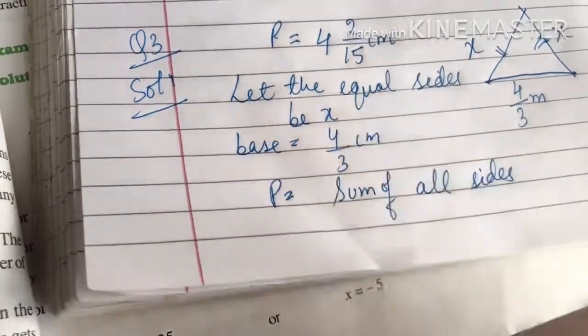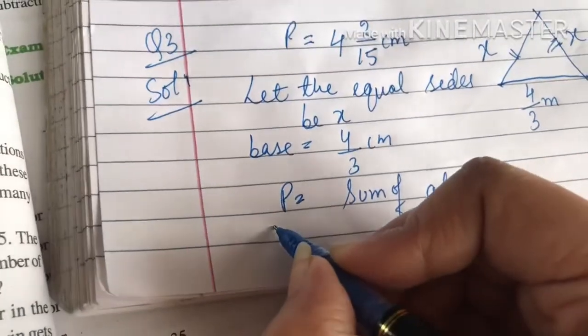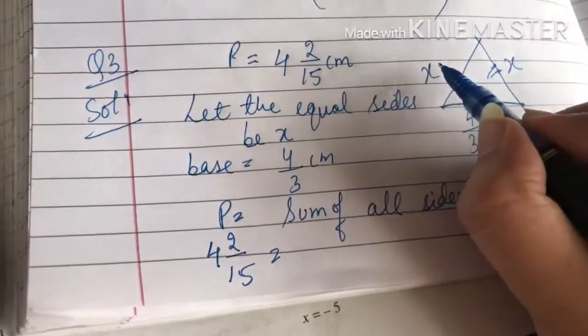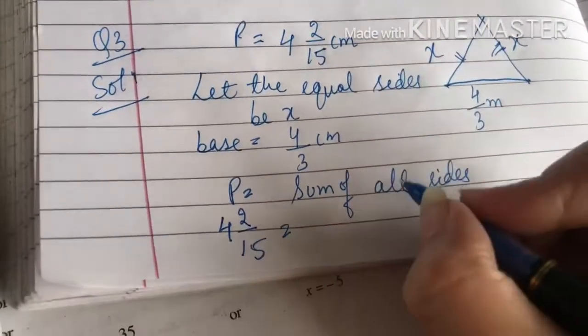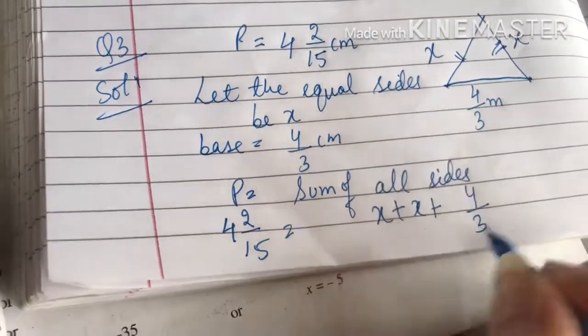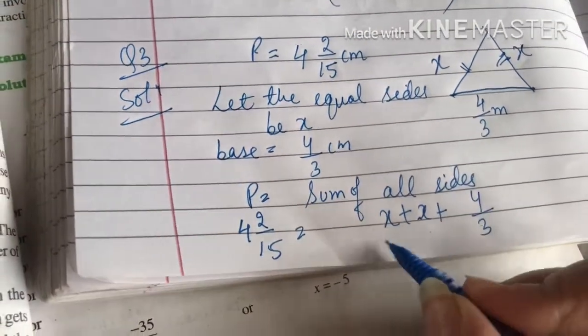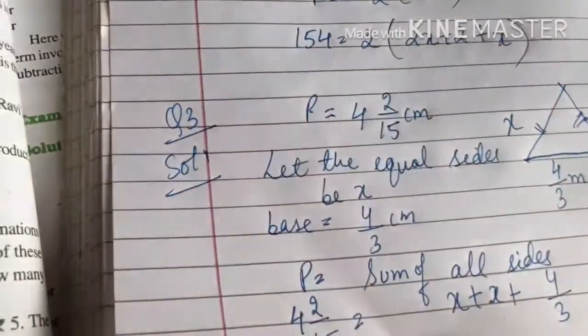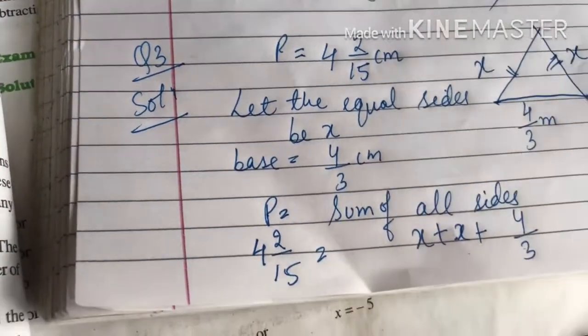Perimeter of a triangle is the sum of all sides. Now the perimeter is given, 4 whole 2 by 15. And what are the three sides? x, x and 4 by 3. x plus 4 by 3. Now x plus x will be 2x. Find the value of x. That will be the length of the equal sides.